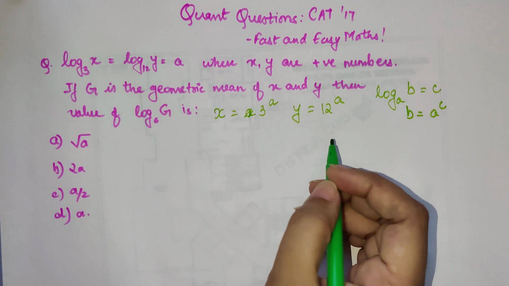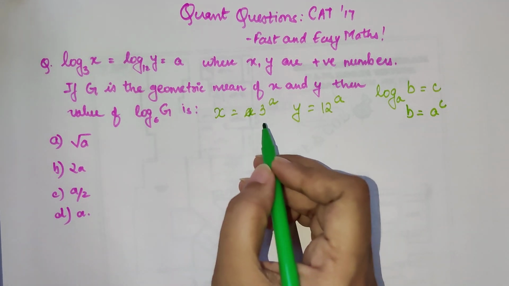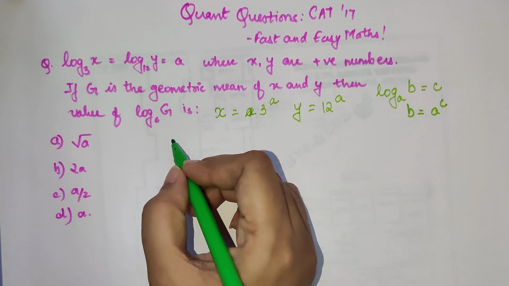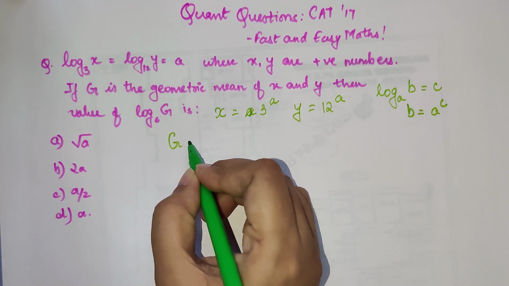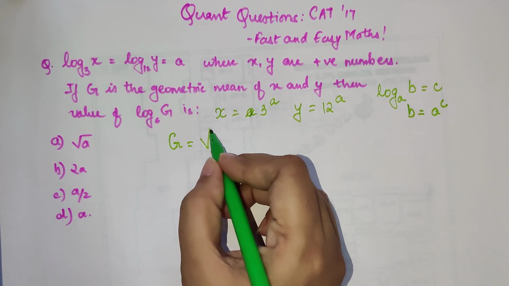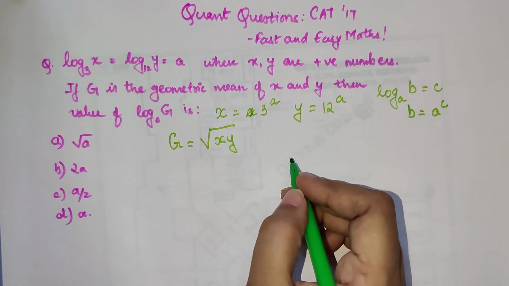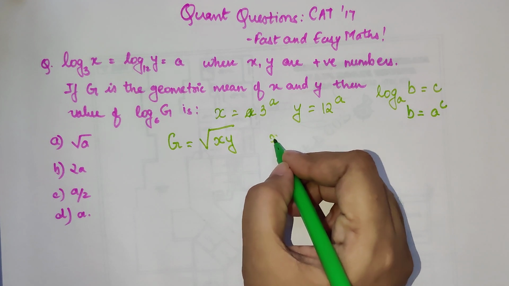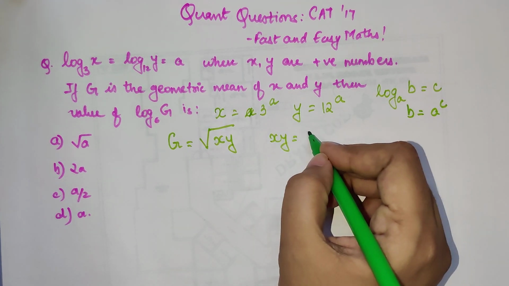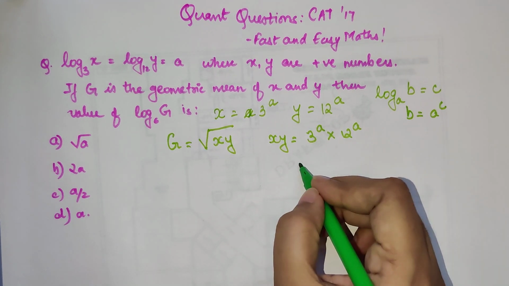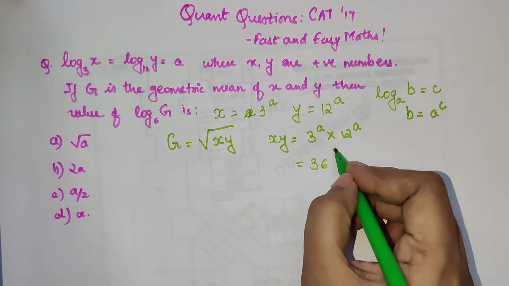Okay, so now we came to know x is equal to 3 raised to a and y is equal to 12 raised to a. Now what is g? They have given that it is the geometric mean. The geometric mean is nothing but the root of x into y. So let's see what is x into y. x into y, so 3 raised to a into 12 raised to a gets us 36 raised to a.